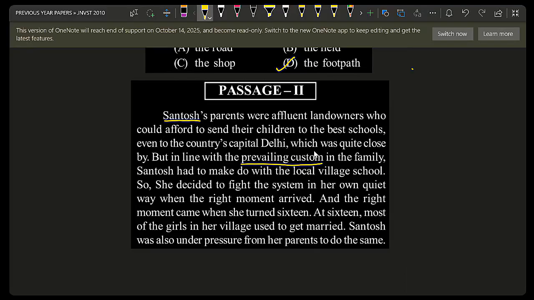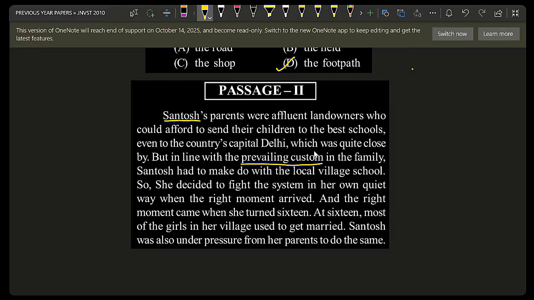Okay, why? Because in the olden days, girls they won't send outside. In the early days they do marriage. They don't let the girl child read higher studies. Santosh had to make do with the local village school, so she decided to fight the system in her own quiet way when the right moment arrived. So she was waiting for the right moment to fight against this old-fashioned system.